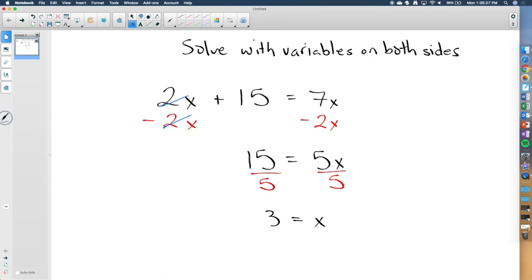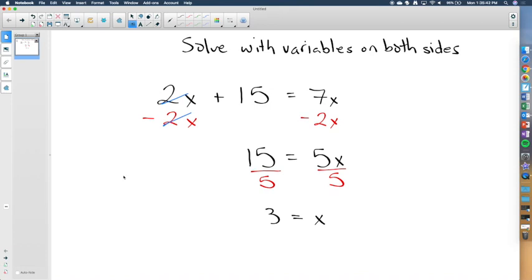Some people have the habit that they always have to put it on the left because they think the variable always needs to be on the left. It doesn't. You can push them onto whichever side you prefer. I like to keep my variable having a positive coefficient because I tend to make fewer mistakes that way.